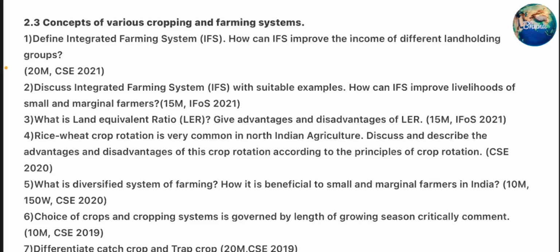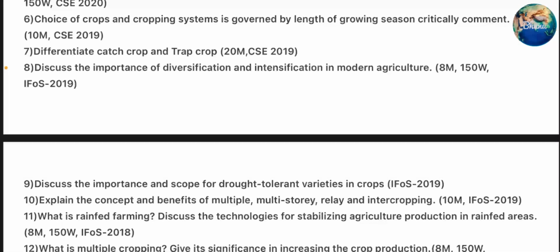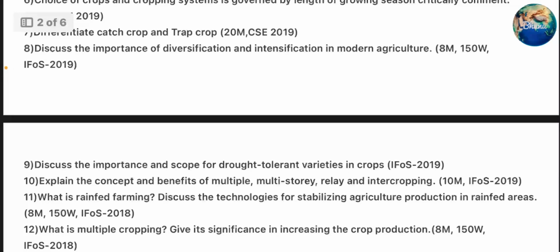Question 4. Rice wheat crop rotation is very common in North Indian agriculture. Discuss and describe the advantages and disadvantages of this crop rotation according to the principles of crop rotation. Question 5. What is diversified system of farming? How it is beneficial to small and marginal farmers in India? Question 6. Choice of crops and cropping systems is governed by length of growing season. Critically comment. Question 7. Differentiate catch crop and trap crop.